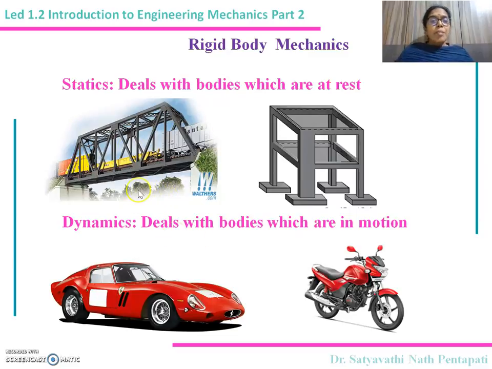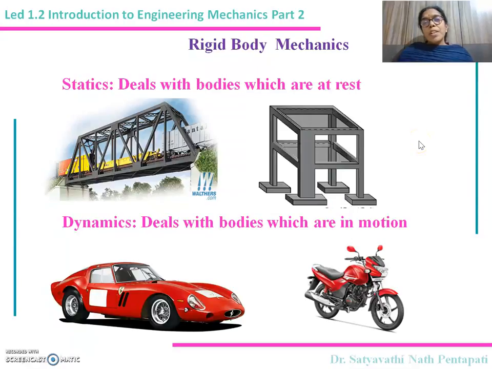Here you see some examples of statics and dynamics. Even with vehicles moving on the bridge, the bridge remains at rest, and the beams, slabs, and columns of this building remain at rest under the application of forces. These two are nice examples of statics. In dynamics, we deal with bodies which are in motion, like car, bike, aeroplane, and all those things.